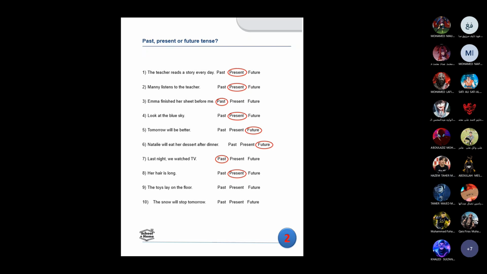Okay, so past or present or future? Present, excellent. So the verb lay here is present, guys, and agrees with the subject because the subject is plural, toys, and the verb is without s, so that is present. Okay, very good.